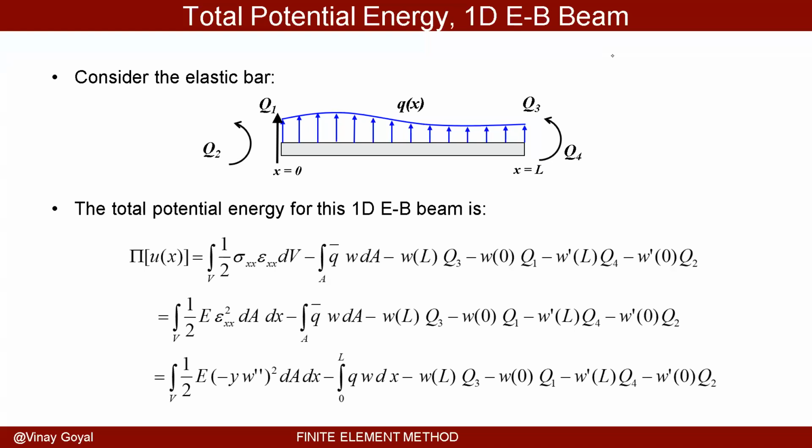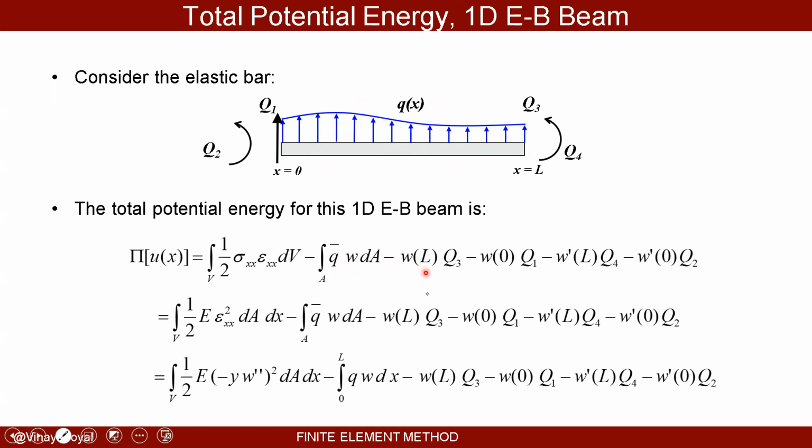Now let's look at the Euler-Bernoulli beam problem. For this problem, the total potential energy has sigma xx epsilon xx, because I don't have any transverse stresses for the Euler-Bernoulli beam, as I had discussed previously. The transverse load is q, so q times w gives me the potential energy due to applied loads. That makes sense. w is a transverse deflection, and q is also acting in the same direction, so that makes sense.